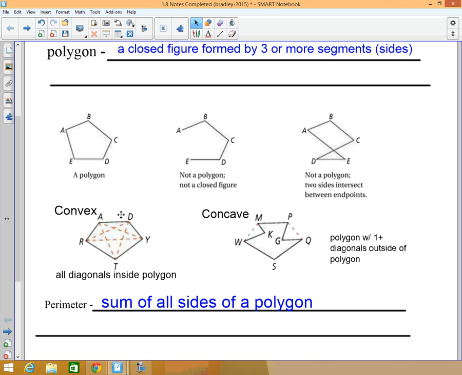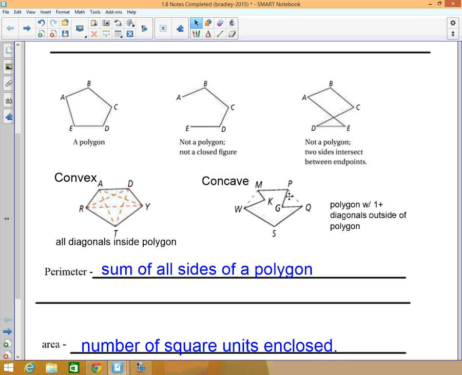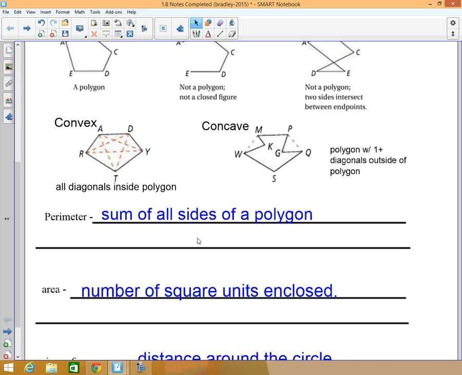Just as a source of vocabulary, we have two types of polygons that we want to identify. One is the convex polygon, and that's where all the diagonals, and diagonals, of course, are lines that connect two vertices that are not side by side, are inside of the polygon. One or more diagonals that are outside of a polygon gives you the concave polygon. So those are two examples of that.